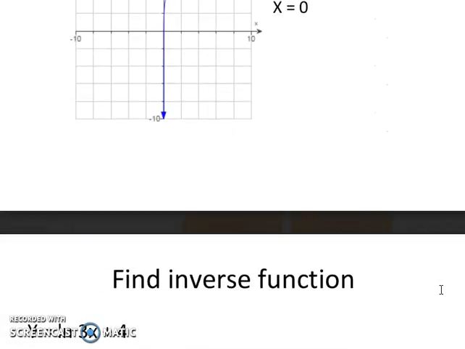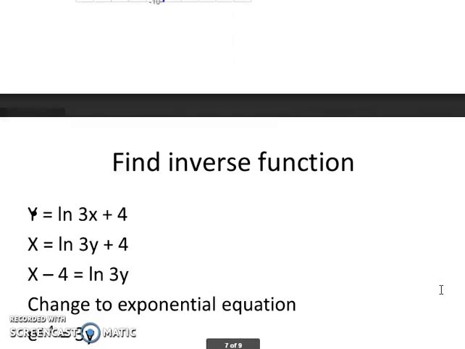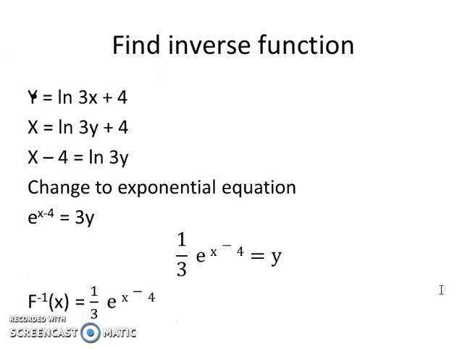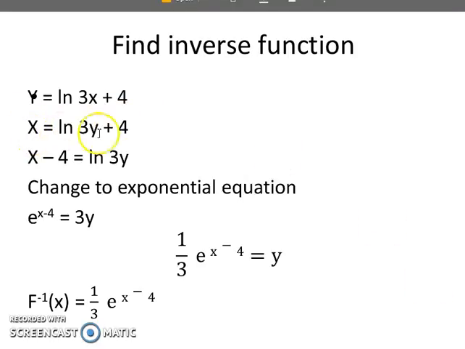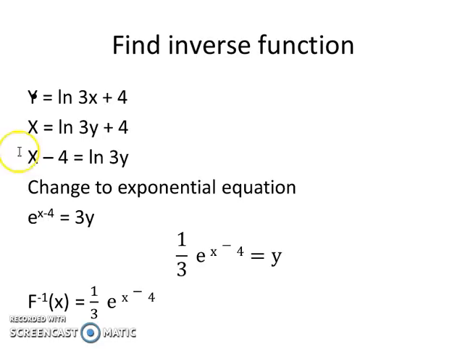Now we need to find the inverse function. In order to find our inverse function, we're going to change the f of x to y. y equals natural log of 3x plus 4. The next step, if you remember, was to switch the x and the y, and now we need to solve for y. So the first step would be to subtract 4 from both sides.